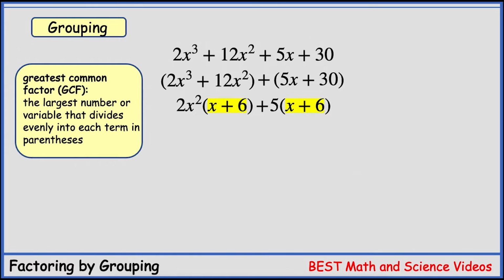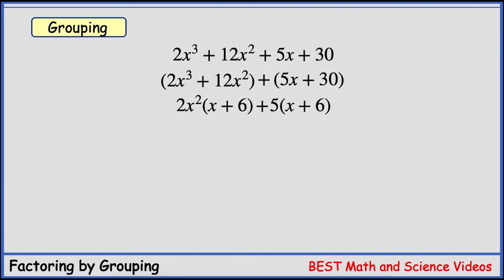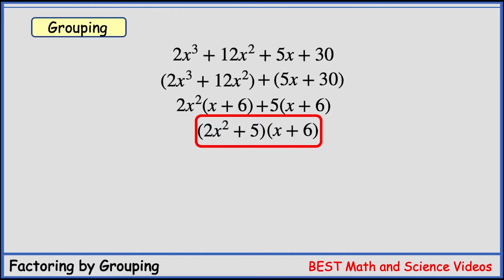Notice that the remaining parts are identical. Both are x plus 6. This means you can use the distributive property in reverse. You write the parts in common, in this case x plus 6, and then multiply it by the sum of the remaining parts, 2x squared plus 5. And this is the factored form of the expression. If you multiplied these terms, you would get the original expression.